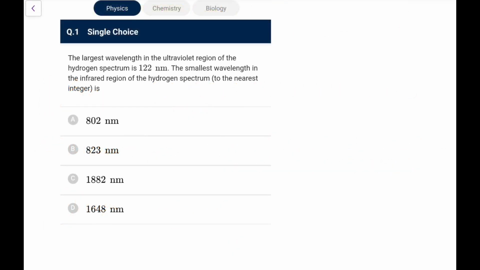So let's see. The largest wavelength in the UV region of the hydrogen spectrum is 122. So the largest wavelength in the UV region, okay. The smallest wavelength in the infrared region of the hydrogen spectrum is closest to. Now the longest wavelength in the UV region, that means Lyman's first line, the formula that we use is 1 by lambda. So 1 upon 122 nanometer is R times (1 upon 1 squared minus 1 upon 2 squared).